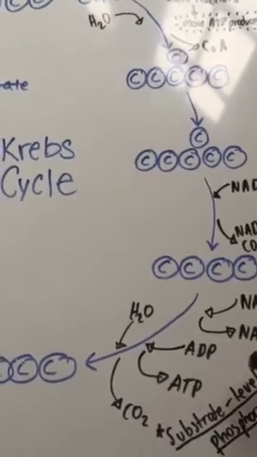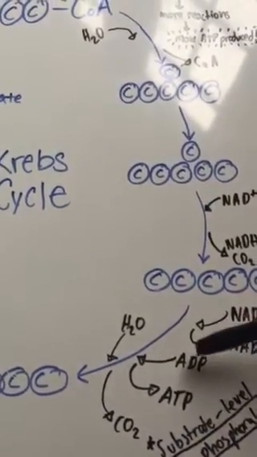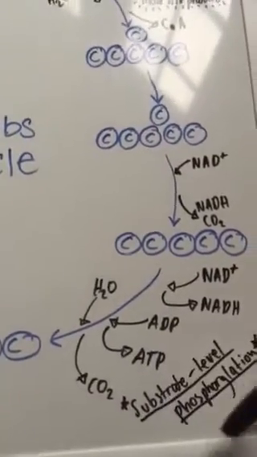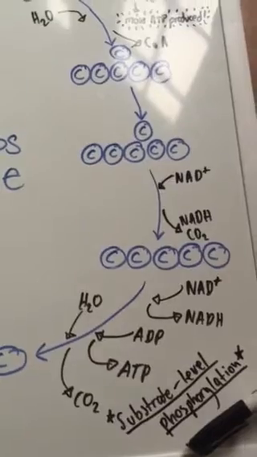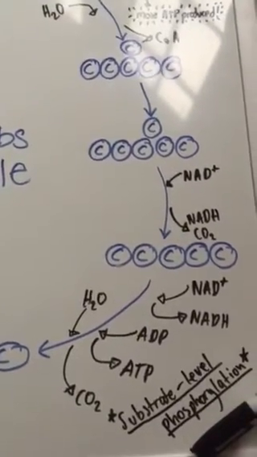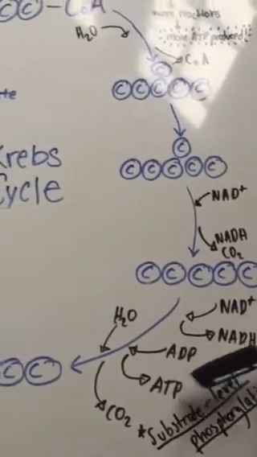We have an H2O that comes in to release a CO2, and then ADP enters in, and this produces an ATP. This is known as substrate level phosphorylation, and that is the synthesis of an ATP molecule.